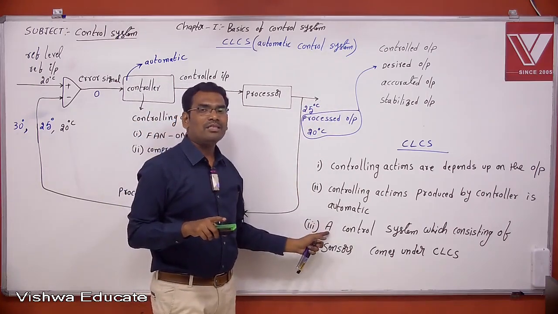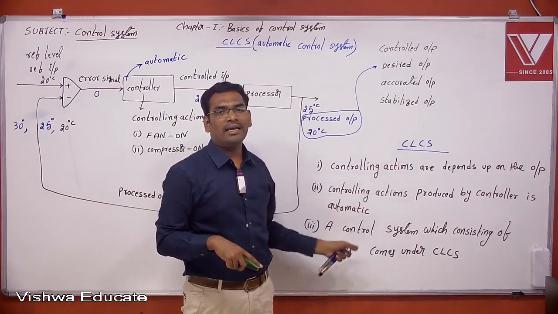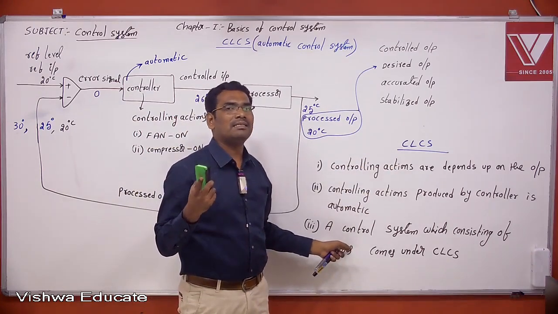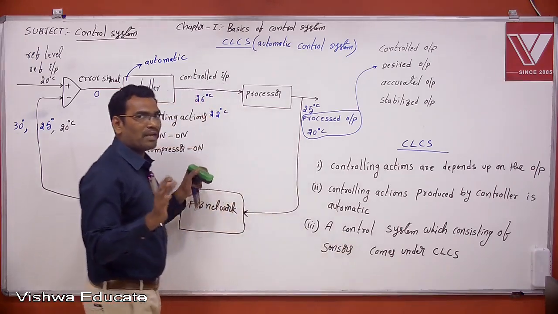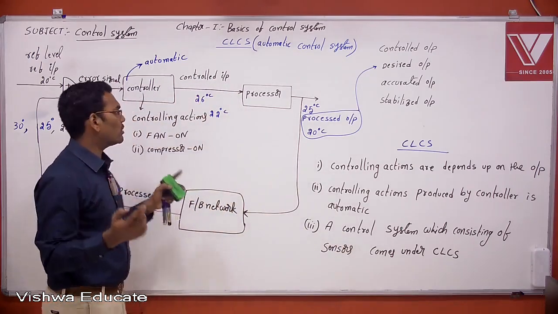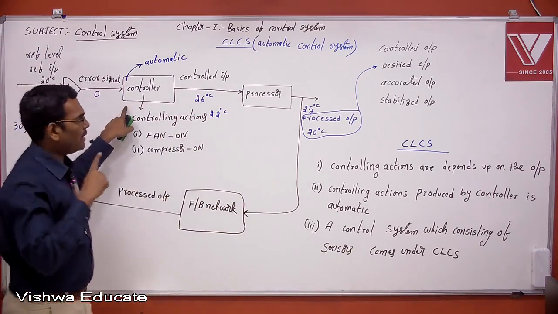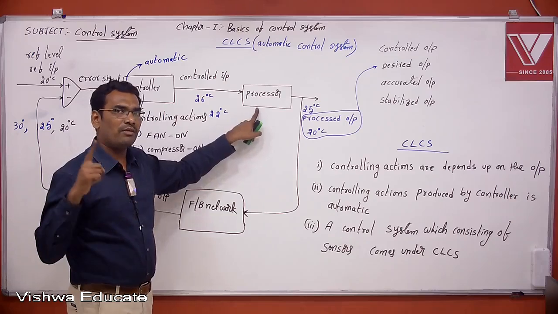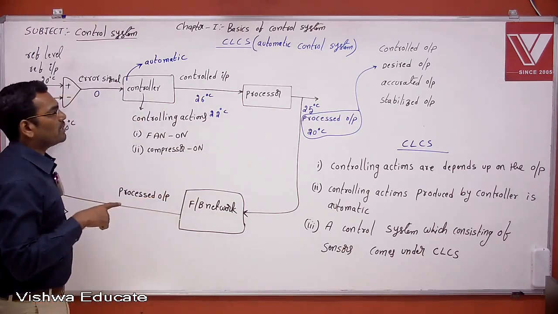And a control system which consists of a sensor is a closed loop control system. A control system which does not consist of a sensor is an open loop control system. Now compare the open loop control system and closed loop control system. What is the extra block here? Controller is available in open loop, here it is also available. Processor is also available in both. Output is available, input is also available.